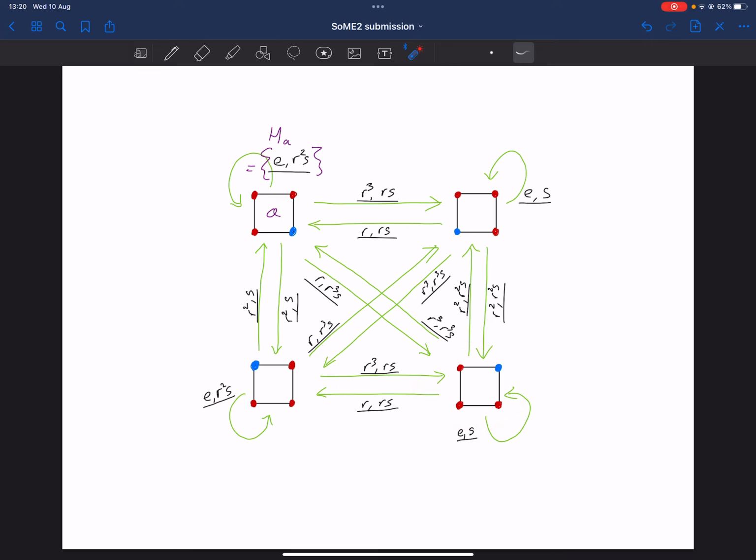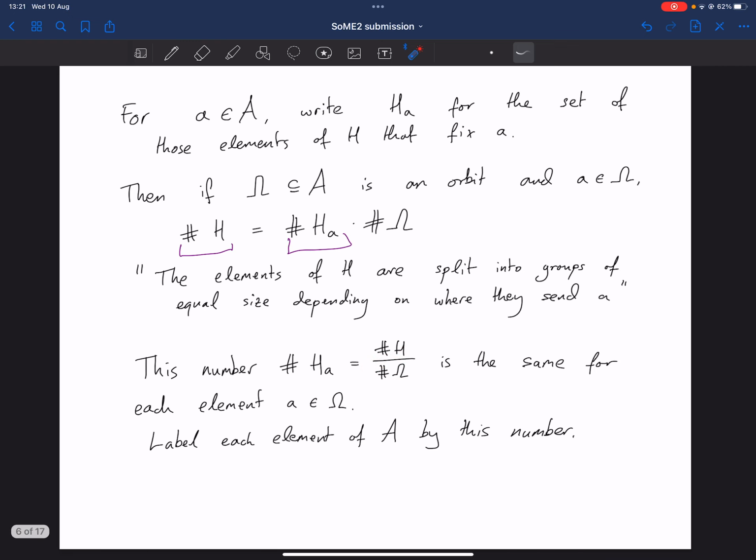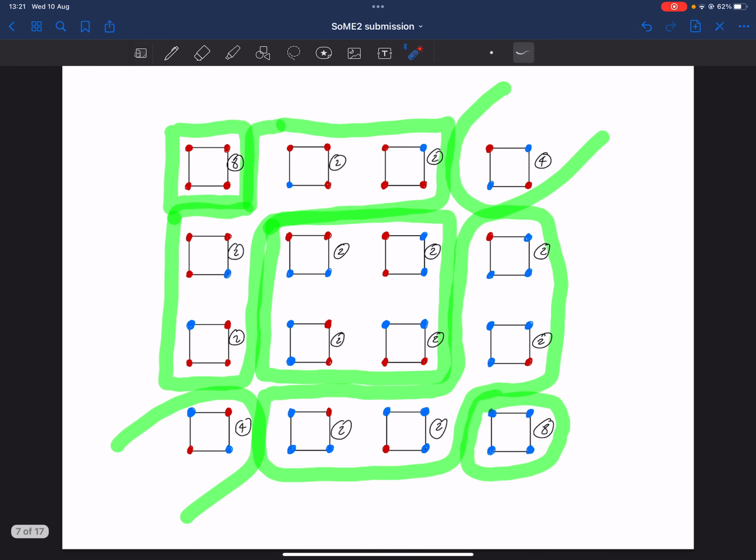And for any orbit, that number is going to be the same for every element of that orbit, because it is determined by the size of our subgroup and the size of the orbit. We are going to label each element of A by this number. So we can see we have our orbits in the full set A again, but I have written next to each colouring that number that we were just considering.